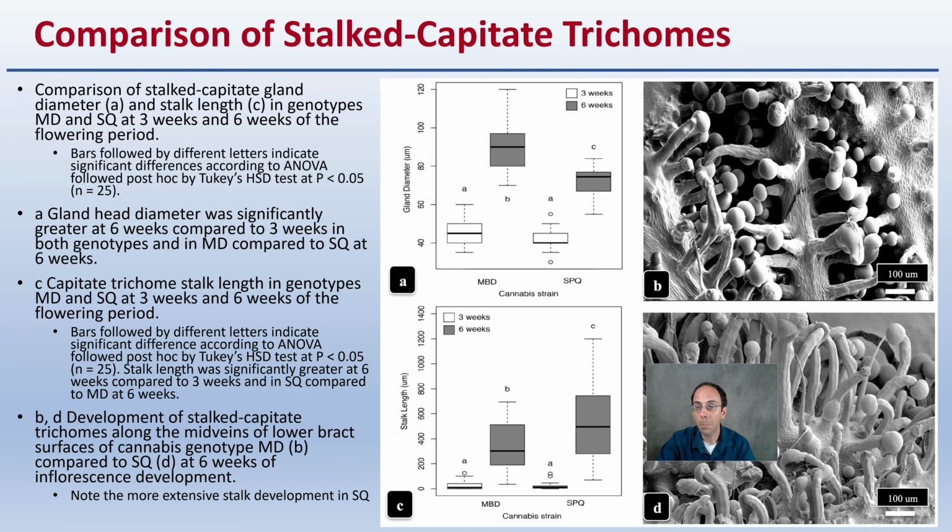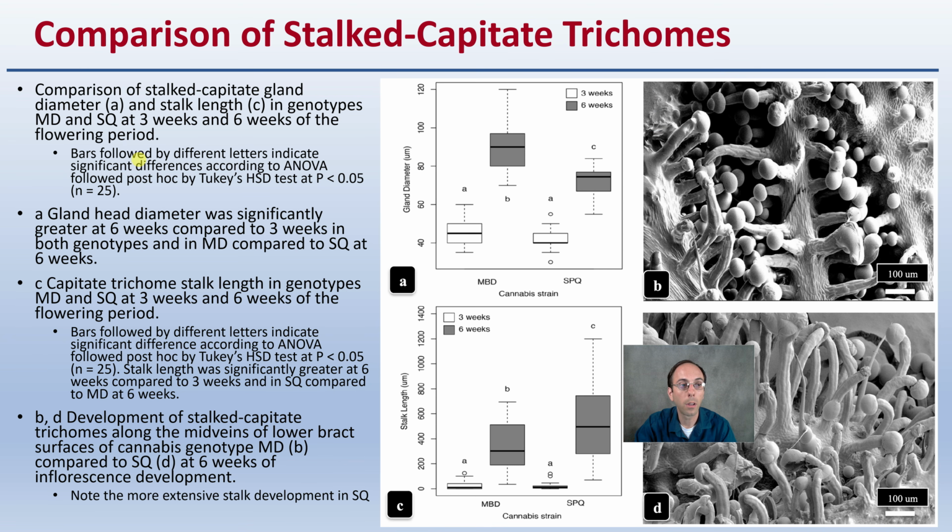Now we're looking at the comparison of our stalk trichomes, again looking at the diameter in A and the length down here in C. The genotypes Moby Dick and Space Queen. Again, Moby Dick here in the first column, Space Queen in the second one at 3 and 6 weeks. Looking at the gland head diameter was significantly greater at 6 weeks compared to 3 weeks in both genotypes, and in Moby Dick compared to Space Queen at 6 weeks. So we're seeing a little bit of that difference in change over time.